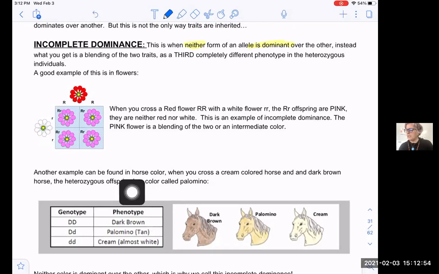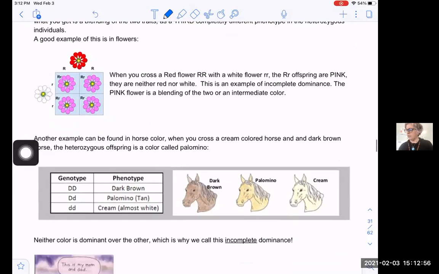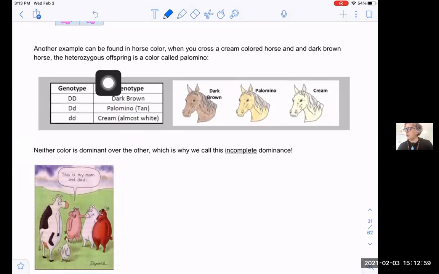Another example we can see is in horses. So for all my horse lovers out there, if you cross a cream colored horse, which is almost white, with a dark brown horse, you get a third color in the heterozygous, which is called palomino. It's a color in between the cream and the dark. And over here, I have listed the genotypes. Again, I'm using Ds to represent the color of the horse, but the dark brown is not dominant over the cream color. These are two different versions, and then the heterozygous is the third color.